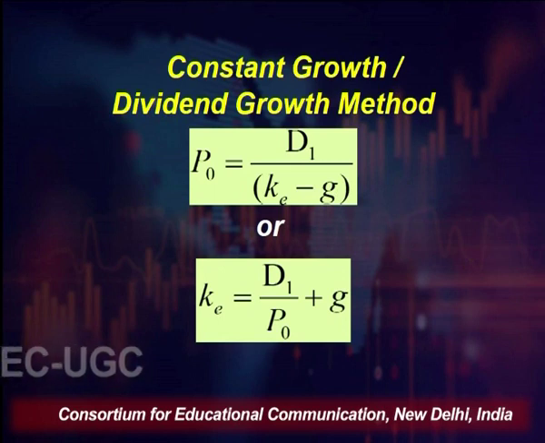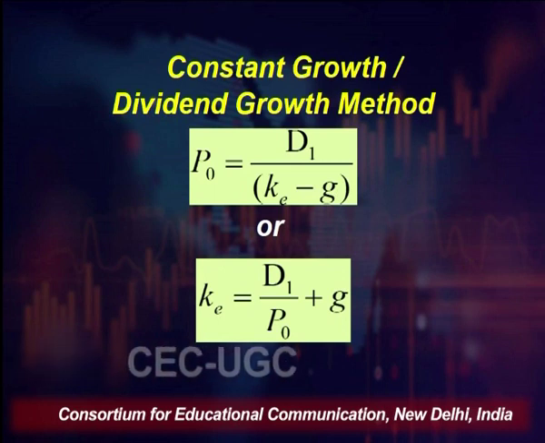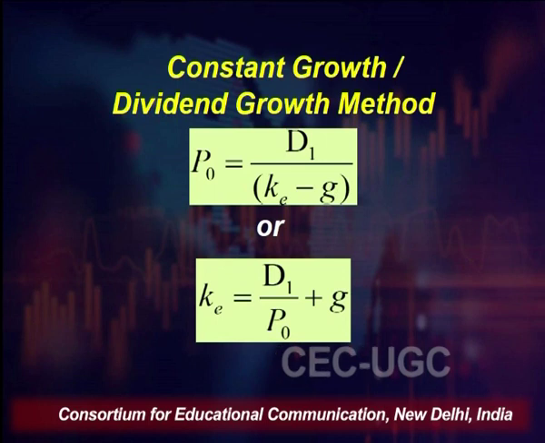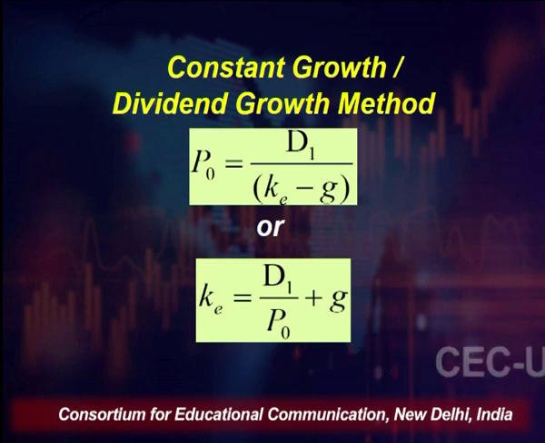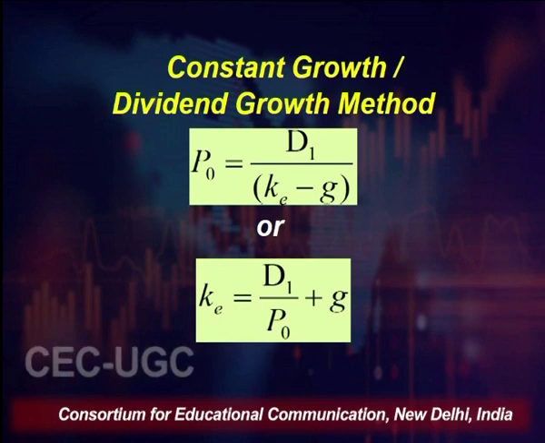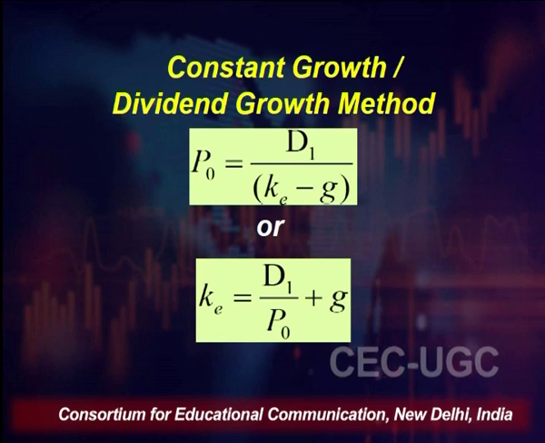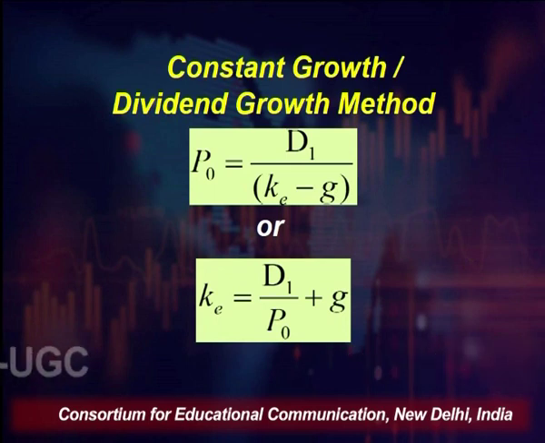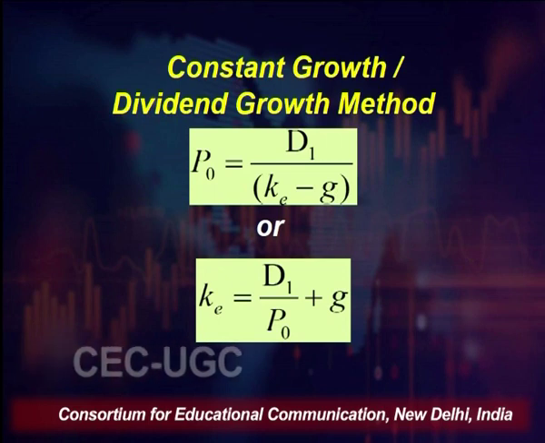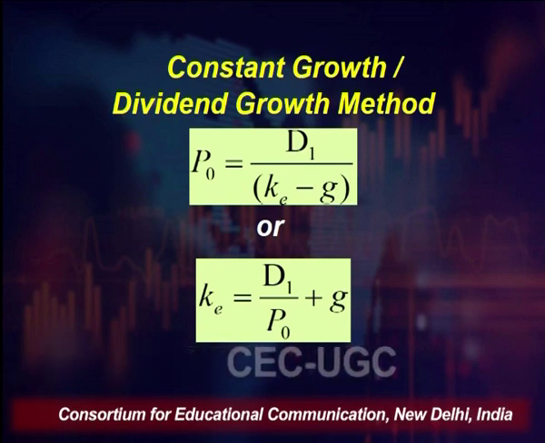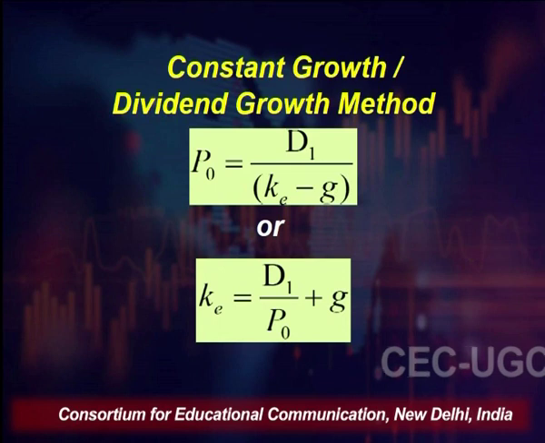So, by just shuffling this equation, the same equation can also be represented as the equation mentioned on the lower side of the screen, where KE is equal to dividend at the end of first year D1 divided by P0, price of share today at time 0, plus G, which is growth rate, because the dividend is growing at a fixed rate, which is our growth rate.